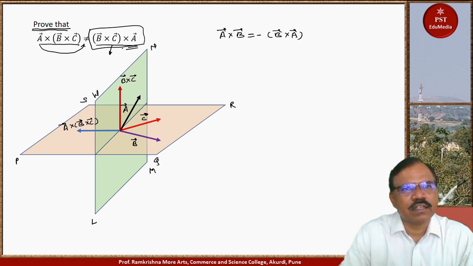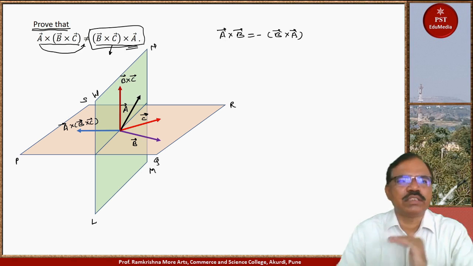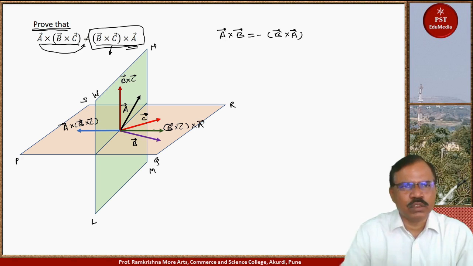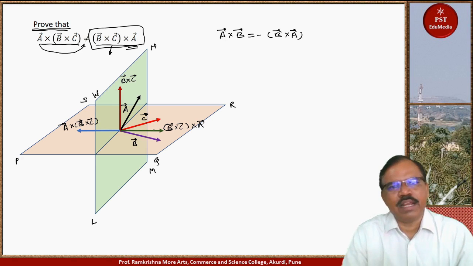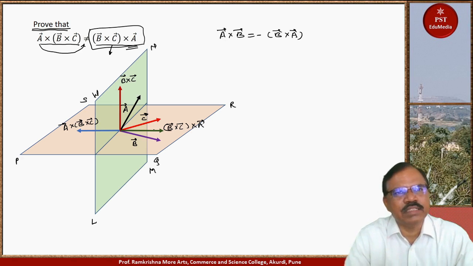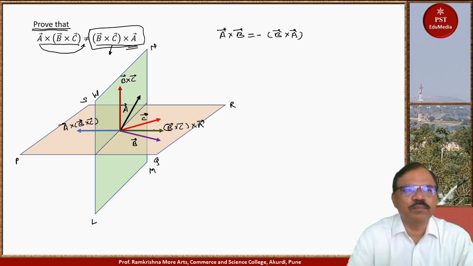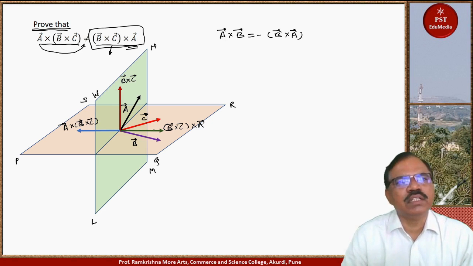This vector B cross C cross A will lie in the plane of B cross C and A, but the direction is opposite. Means here this will be the direction of B cross C cross A. So they are opposite. So vectors are not equal. They are anti-parallel. Their magnitudes will be the same, but the vectors are not equal because they are anti-parallel. So we have seen A cross B cross C is not equal to B cross C cross A.